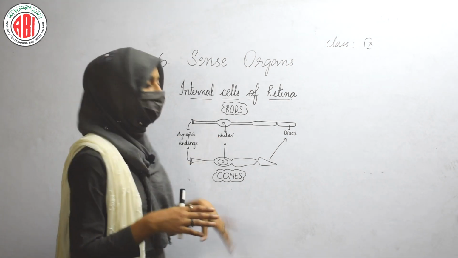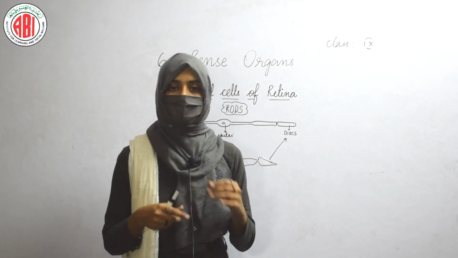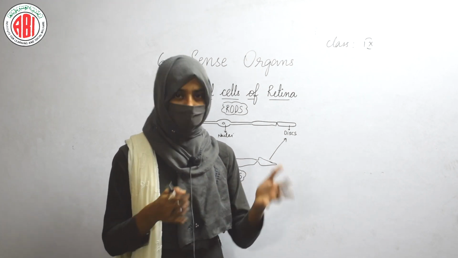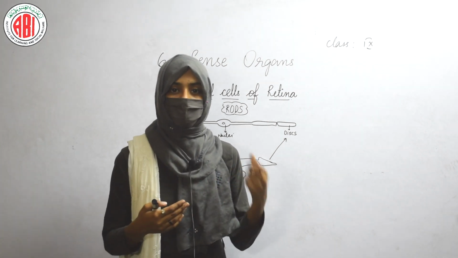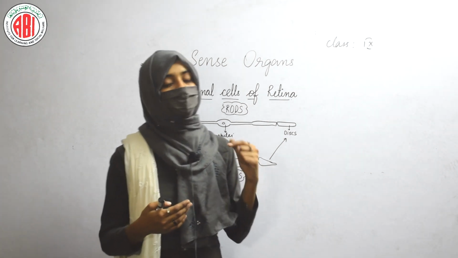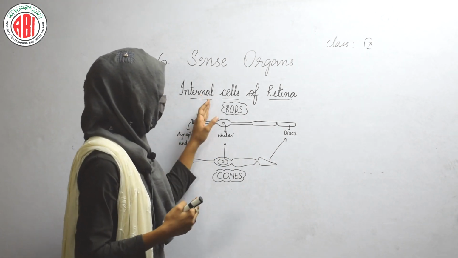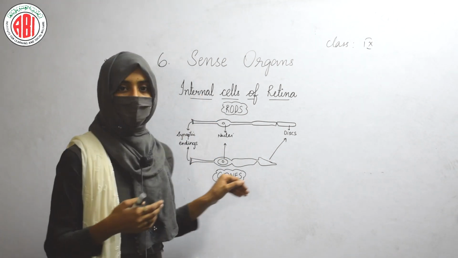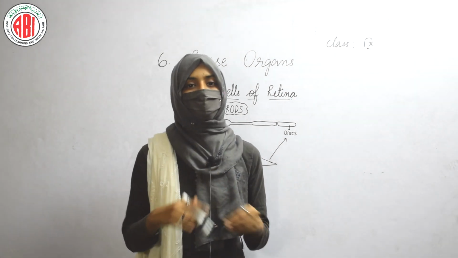Along with these cells, some other cells are also present in our retina, and those cells help us to observe the movement of different objects and also the edges of objects. But the major part of vision is carried out by these two kinds of cells, which are called rods and cones.